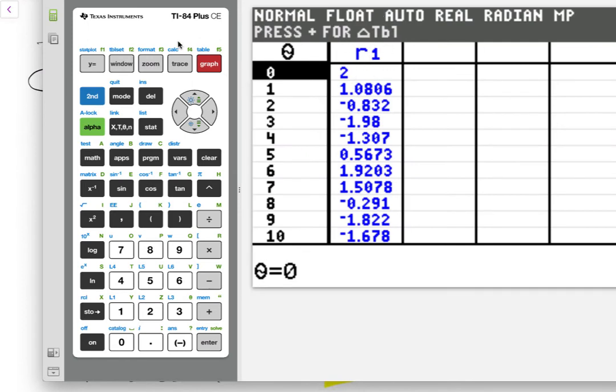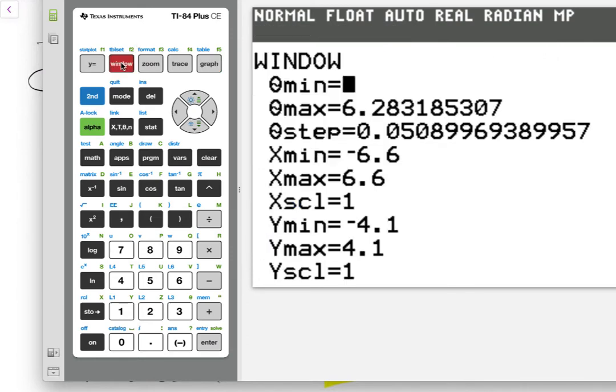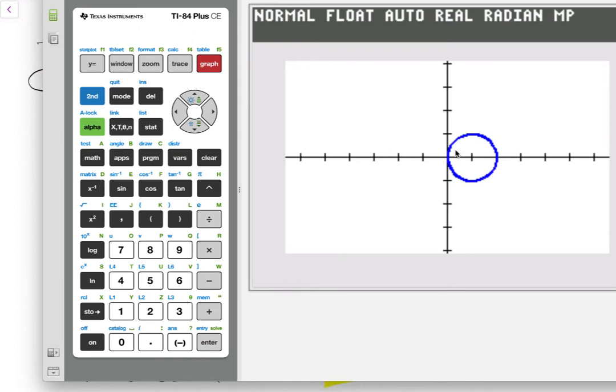And then one other thing I want to mention to you while we're here, if I hit the window key, here's where I could change theta min and theta max, and then how often I plot a theta. Usually this is around 0.1 or 0.05 is good. And then my x min, x max, y min, y max are really referencing the x axis and the y axis. Let's take a look at a couple very basic equations, and then I want to pull back to the technology and look at some really cool equations.